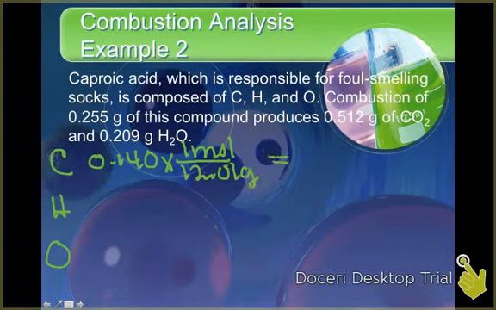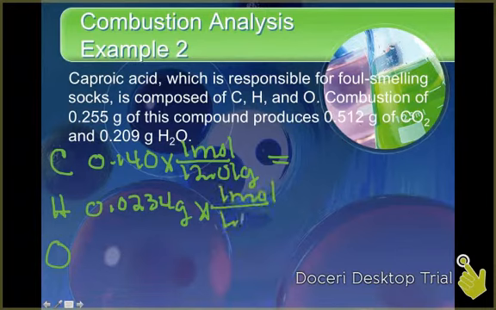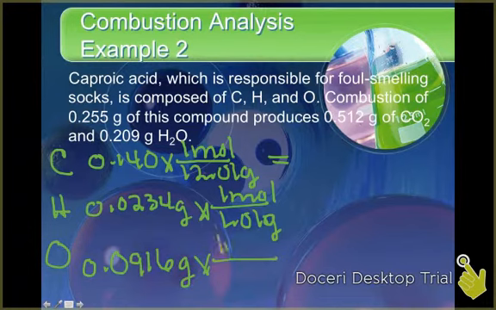For hydrogen, we found our answer to be 0.0234 grams. To convert it to moles, we're going to do 1 mole over 1.01 grams. And then for oxygen, we found it to be 0.0916 grams, and we have to convert it to moles as well. So 1 mole of oxygen is 16 grams. So now let's do the math.